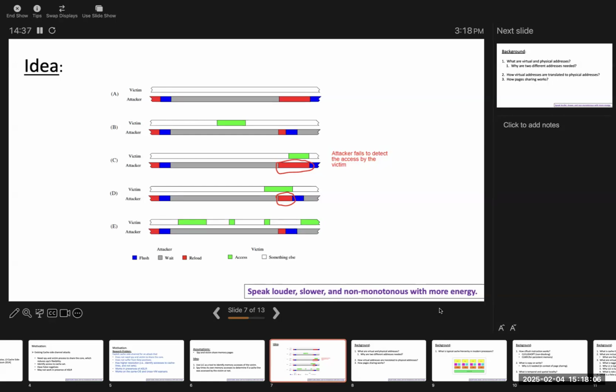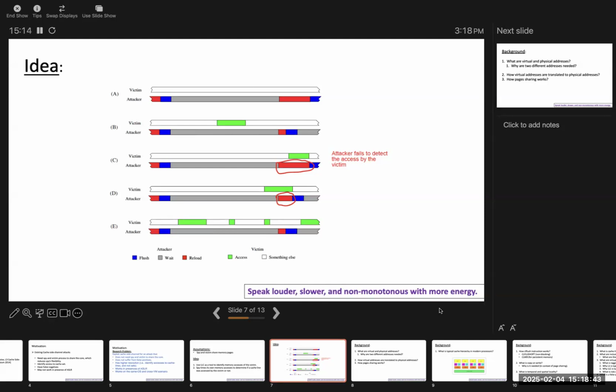Okay. So this blue color indicates the flush operation. This gray is wait. Flush is when you execute the CL flush instruction, where I need to specify the address as a part of that instruction. By executing that instruction, I'm telling it to take the cache line which corresponds to this particular address, evict it from all levels of the cache hierarchy and write it down into the memory.